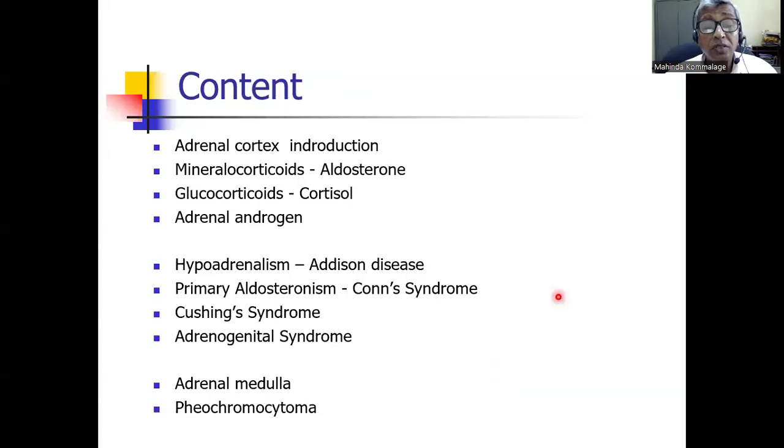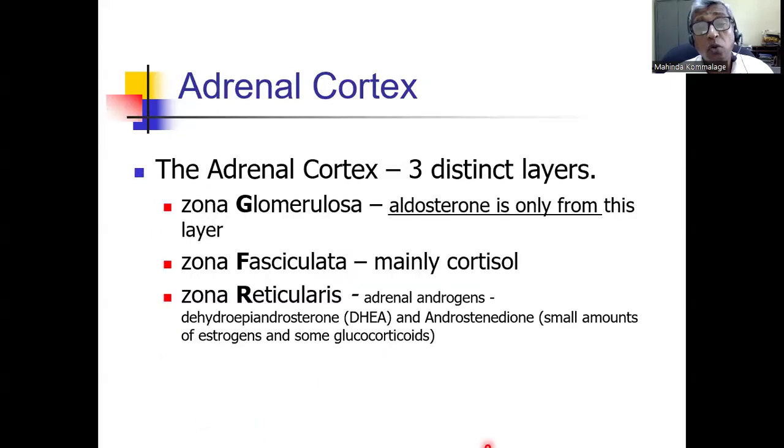Content. Since this is a lengthy lecture, I divide this into different content areas. I will start with the adrenal cortex, then some introduction, then aldosterone, cortisol, adrenal androgen. Then I will discuss the disease conditions related to adrenal cortex, and finally we'll discuss the adrenal medulla. Right. So we'll start with the adrenal cortex.